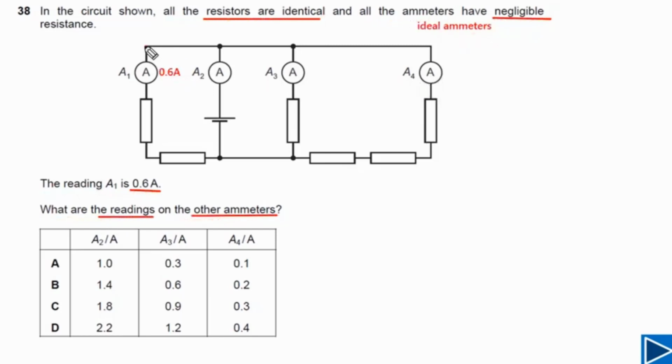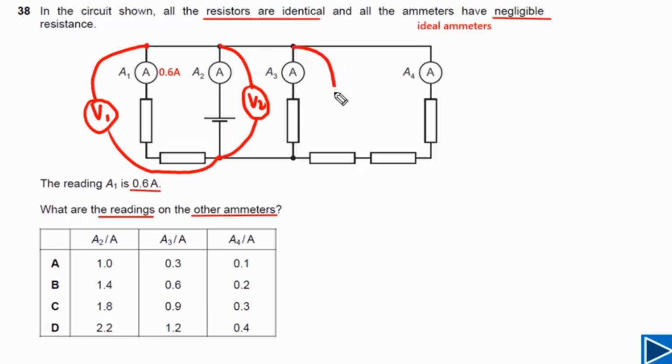First of all, let's try to connect voltmeters across different branches. Let's say we have voltmeter V1 and we connect it across this branch. Let's say we have another voltmeter, and the second voltmeter we connect across this branch here. And the third one, let's say we connect across the third branch. And the fourth one we connect across the fourth branch. Let's say this is voltmeter V4 and we connect it across this branch.